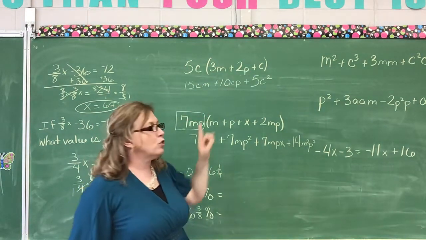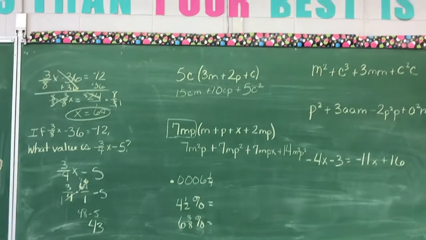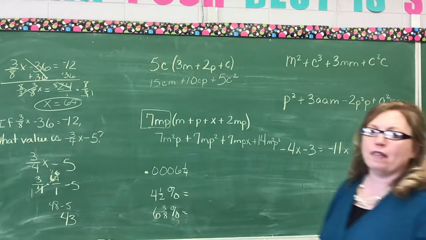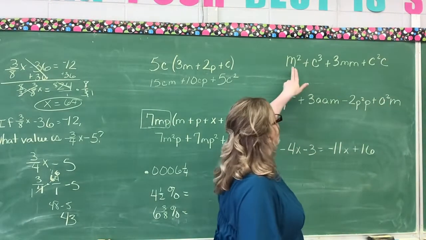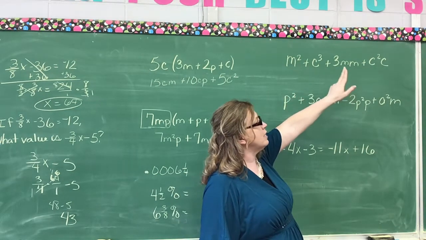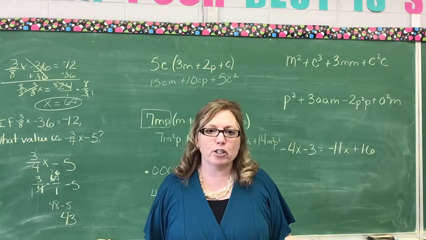Now I want you to look next to it. I'm going to turn my camera a little bit. This is a little different. On these problems, I have m squared plus c cubed plus 3mm plus c squared c. There's no multiplication going on. What am I doing here?